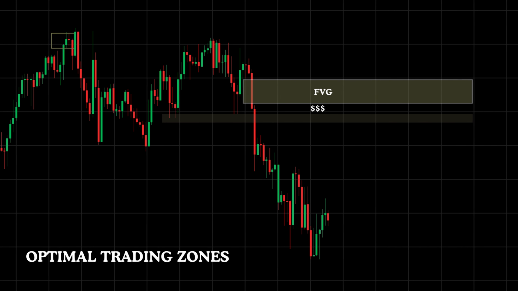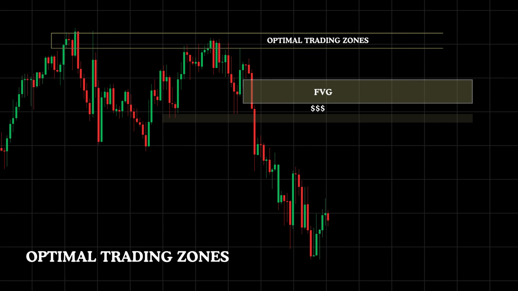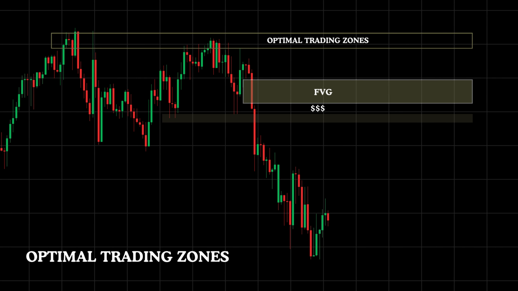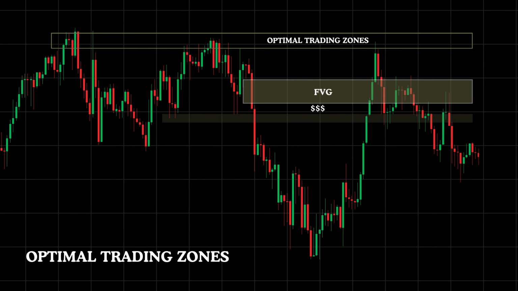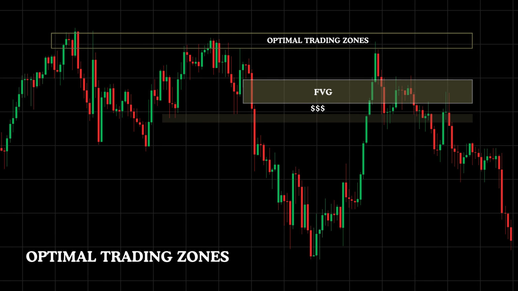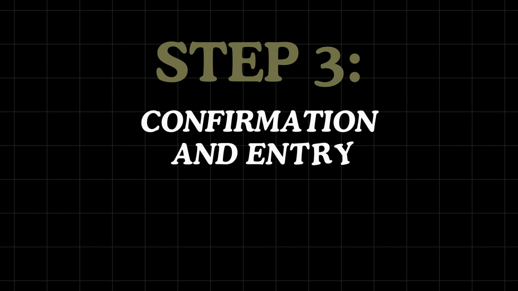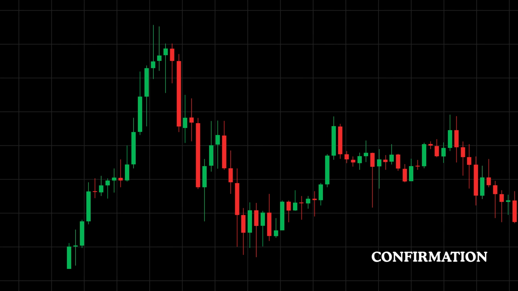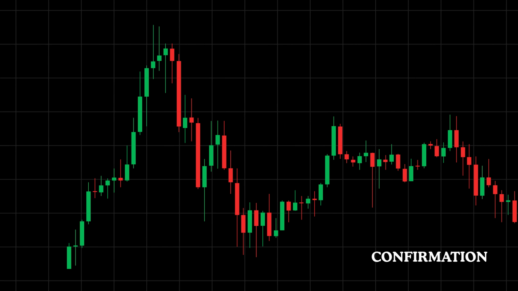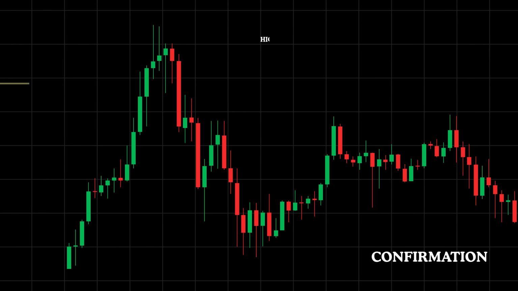And where is our optimal trading zone? It is the candle that generated the bearish inefficiency. We wait for price to reach this zone, then zoom into the lower time frame to seek confirmation and enter the position. Step 3. Finding confirmation and entry in lower time frames. We will now look into the lower time frame of the previous example and search for reversal signals to confirm the entry.